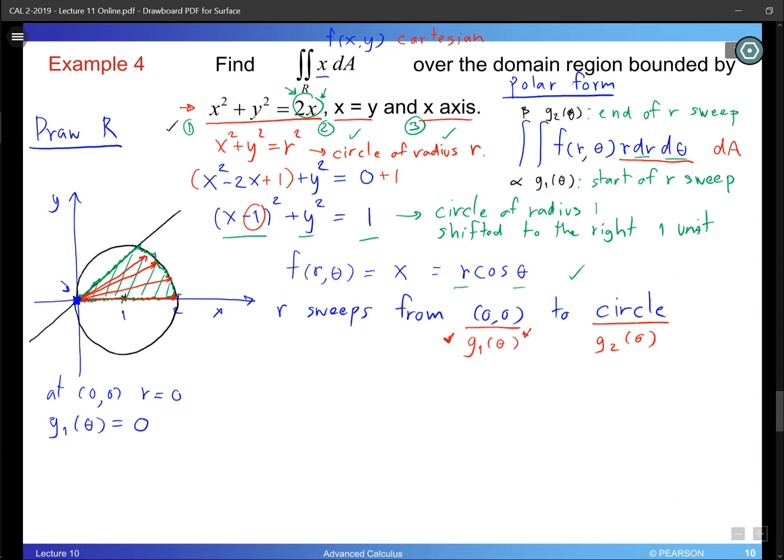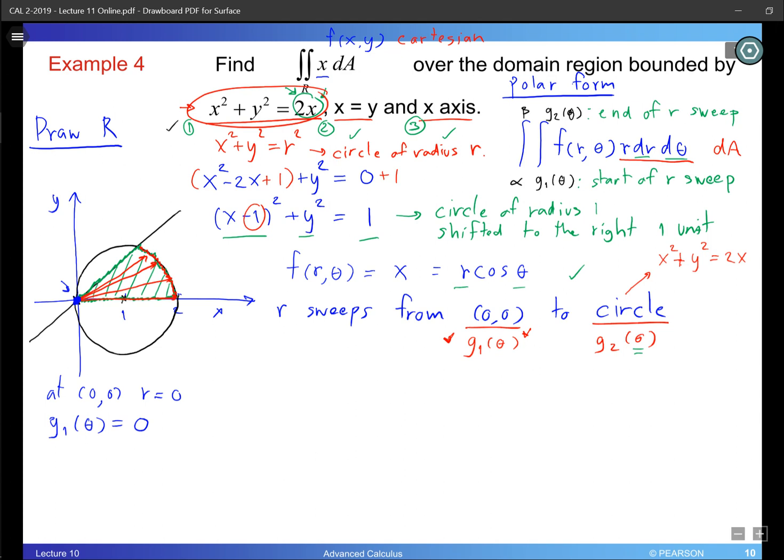Now g2 theta is going to be this line, which is on the circle. This circle is represented by the equation, the first one that is given to us. So this is x squared plus y squared equal to 2x. But we cannot use this equation as g2 because g2 has to be in terms of theta. So we are supposed to do something with this equation and make it into a polar form.